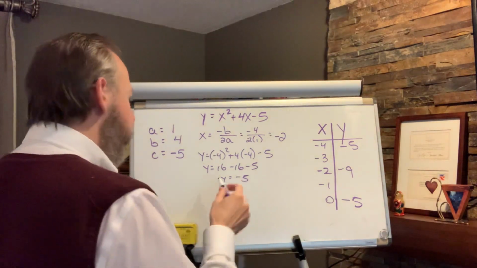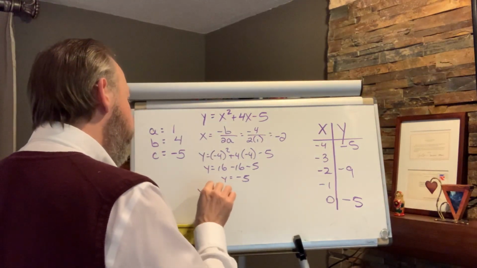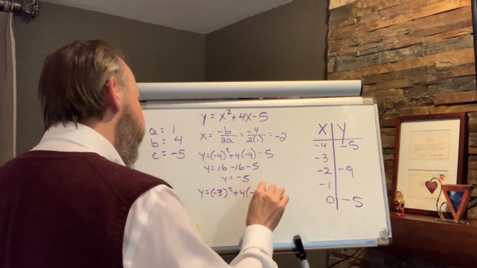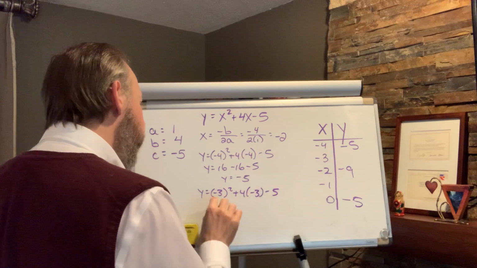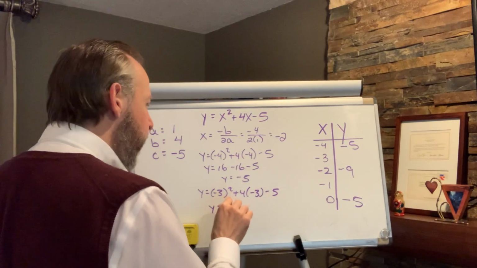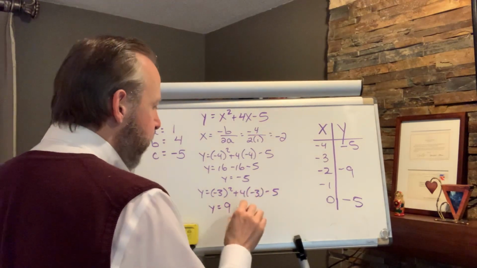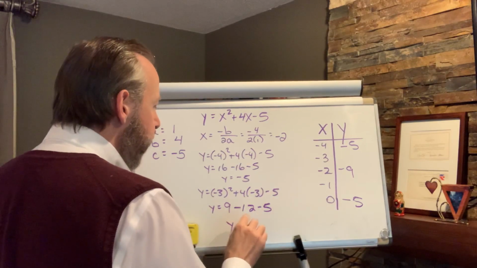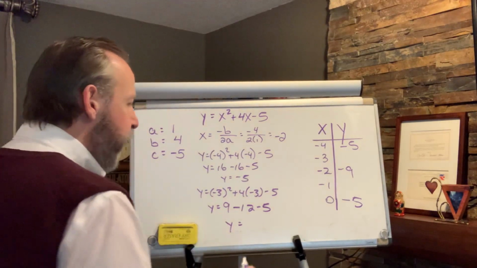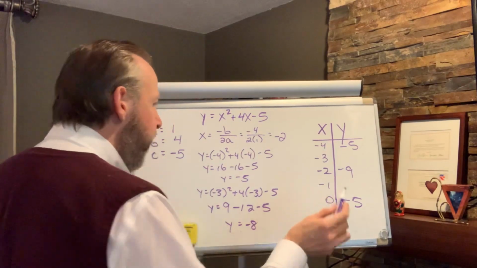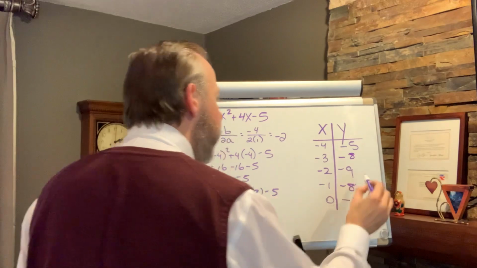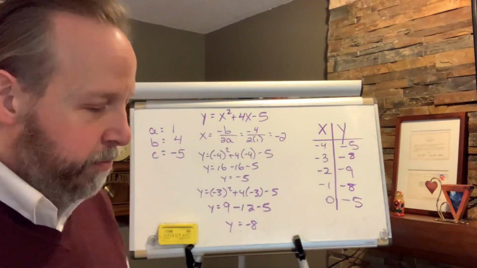And let's also plug in the negative 3s. We get y equals parentheses negative 3 squared plus 4 times negative 3 minus 5. Negative 3 squared is 9. Positive 4 times negative 3 is minus 12 minus 5. 9 minus 12 is negative 3 minus 5 is negative 8. And that's going to also be symmetric, so they're both negative 8s.